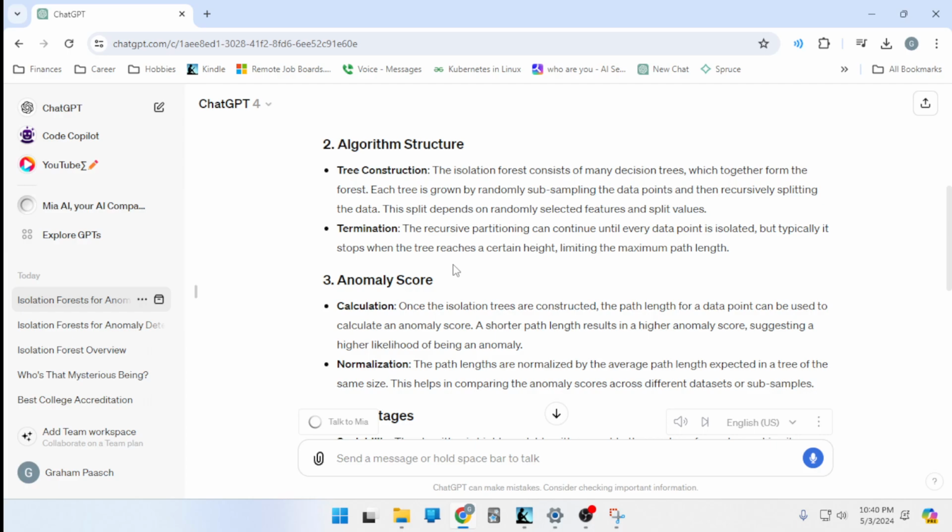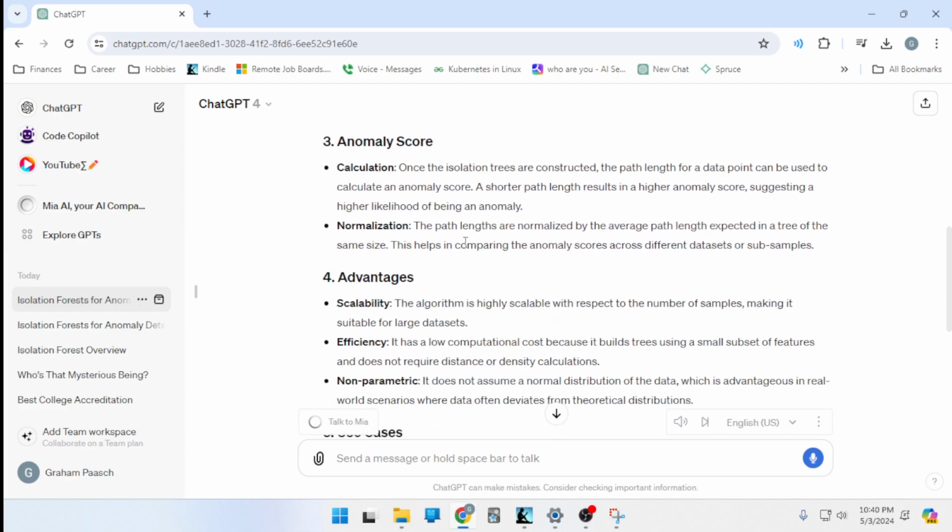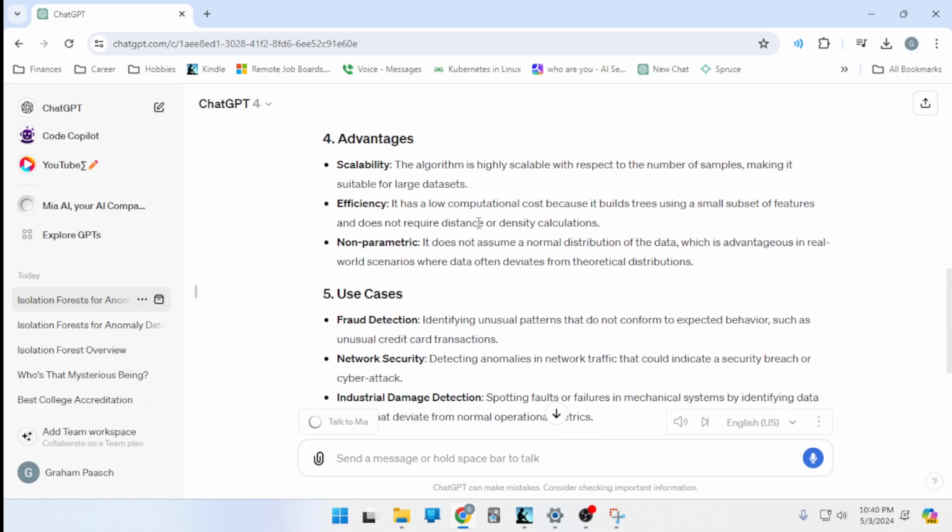3. Anomaly score calculation. Once the isolation trees are constructed, the path length for a data point can be used to calculate an anomaly score. A shorter path length results in a higher anomaly score, suggesting a higher likelihood of being an anomaly. Normalization. The path lengths are normalized by the average path length expected in a tree of the same size. This helps in comparing the anomaly scores across different datasets or subsamples. 4. Advantages: scalability. The algorithm is highly scalable with respect to the number of samples, making it suitable for large datasets. Efficiency. It has low computational cost because it builds trees using a small subset of features and does not require distance or density calculations. Non-parametric. It does not assume a normal distribution of the data, which is advantageous in real-world scenarios where data often deviates from theoretical distributions.